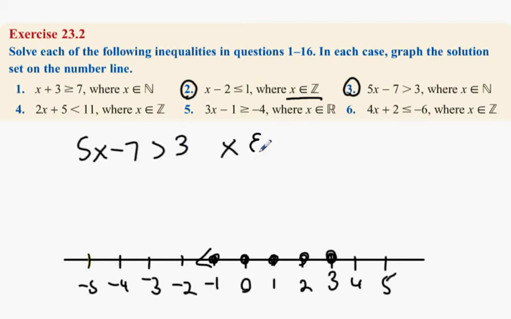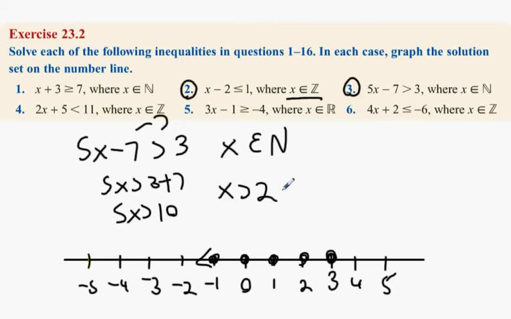Greater than 5x, he skipped a step, 3 plus 7, and he got 10. Okay, after that, x is a bigger number than 2.